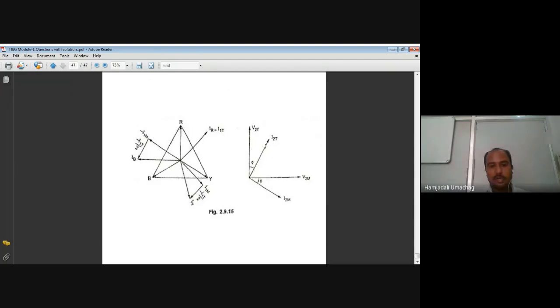The output is single phase power given by the teaser transformer and single phase power given by the main transformer. Single phase plus single phase is two phase. So this is the power delivered by the teaser transformer. So I2t, the secondary current of the teaser transformer, lags the secondary voltage of the teaser transformer by an angle of phi.